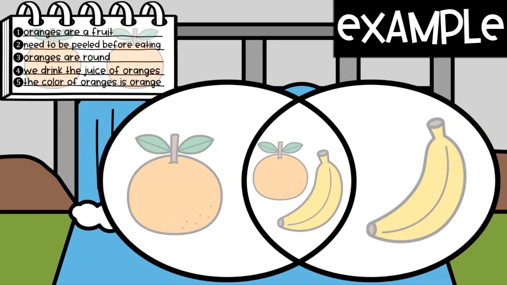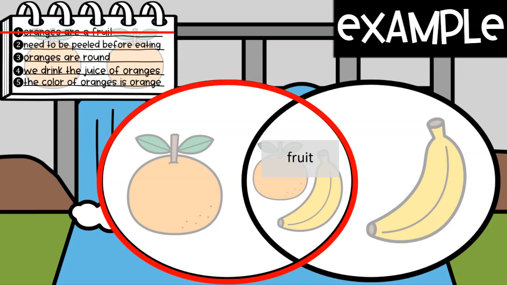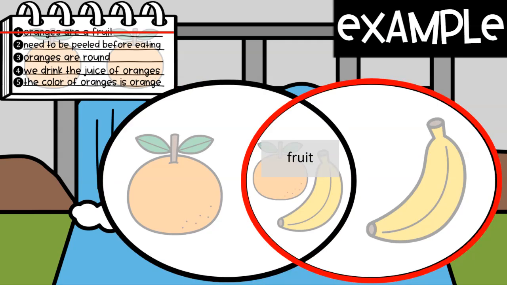Our first piece of information about oranges was that oranges are a fruit. Is that true of only oranges, only bananas, or about both oranges and bananas? Right, both oranges and bananas are fruits. So that means we need to put the piece of information about oranges and bananas being fruits in the middle of the Venn diagram. Do you see how the middle section is part of the orange oval and it's part of the banana oval? Let's organize our other information now.